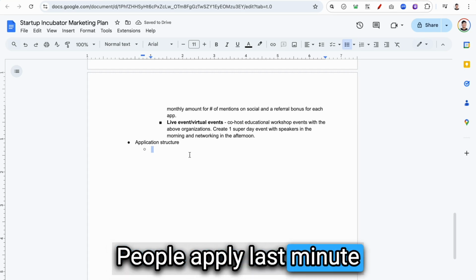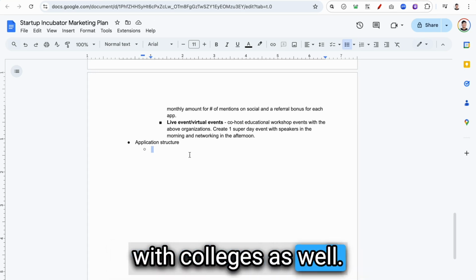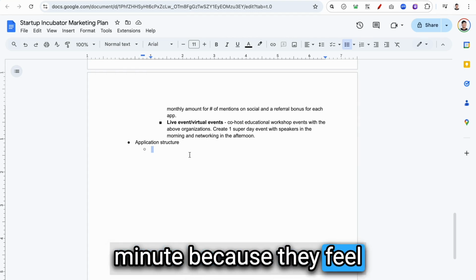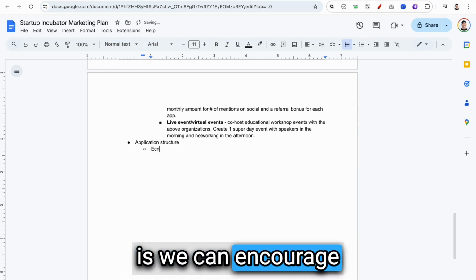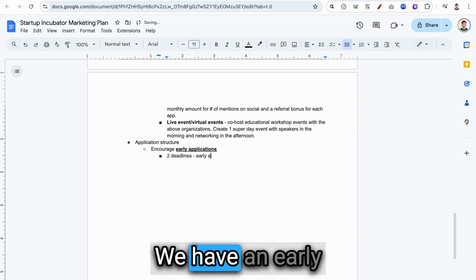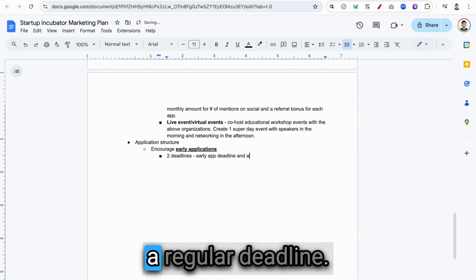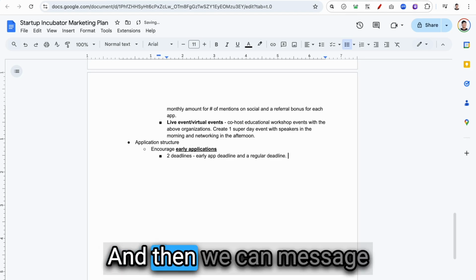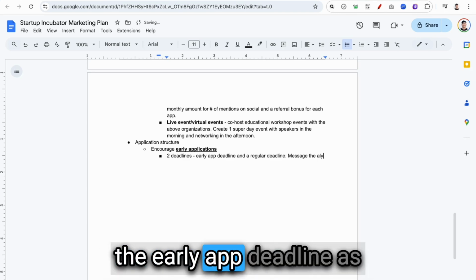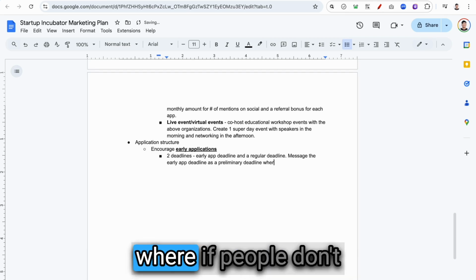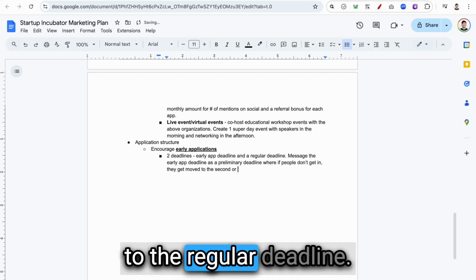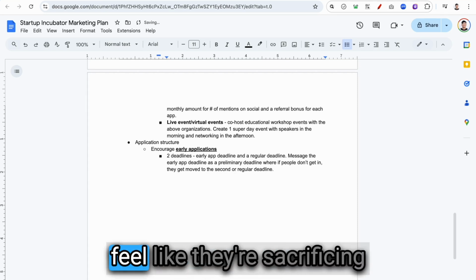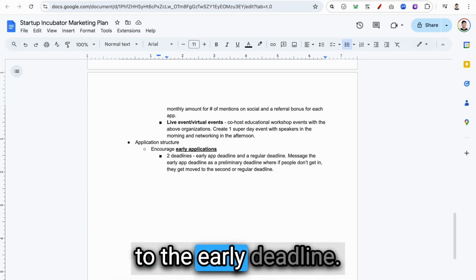People apply last minute, and this is the case with colleges as well. Many people apply last minute because they feel like they're not ready yet. So what we can do here is we can encourage early applications. We have an early app deadline and a regular deadline. And then we can message the early app deadline as a preliminary deadline, where if people don't get in, they get moved to the regular deadline.